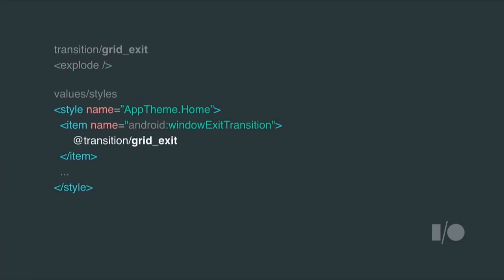Pretty straightforward again. We then set that in, we then have to declare the window exit transition within our home activity's theme. And as we just learned, this will be replayed, reversed on the way back in when the activity does its re-enter transition when we press back from the detail activity.